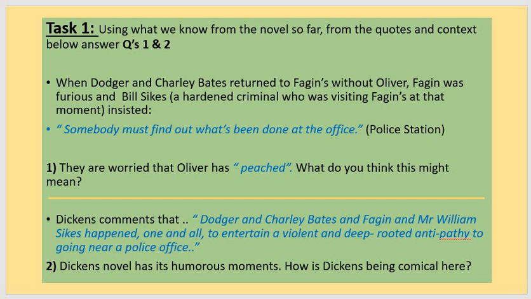so the context is that when Dodger and Charlie Bates returned to Fagin without Oliver, Fagin was furious, and Bill Sikes, who was a hardened criminal who was visiting Fagin at that moment, insisted somebody must find out what's being done at the office, or the police station. That's what he's referring to. Now the first question linked to that is they are obviously worried, Fagin and Bill Sikes, that Oliver has peached. What do you think the word peached might mean?